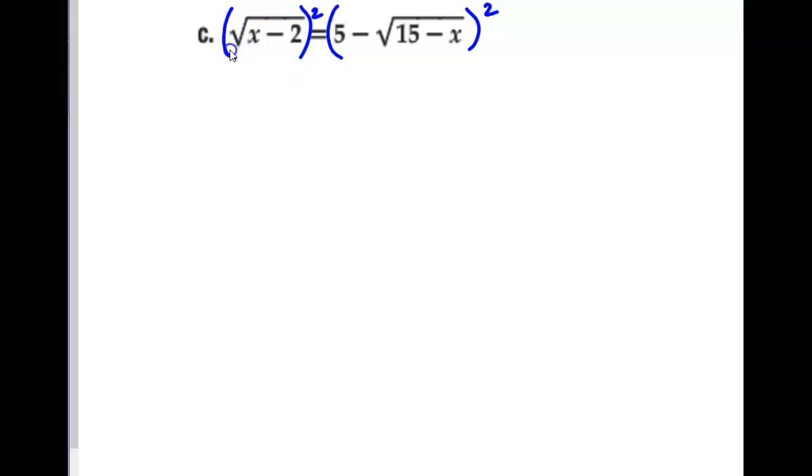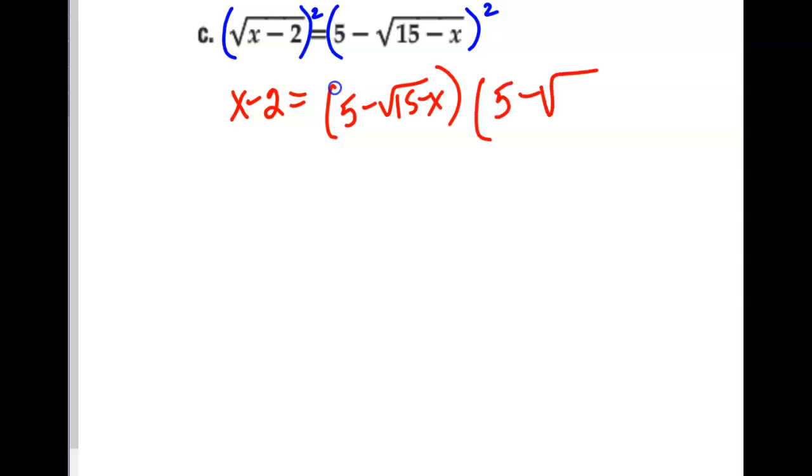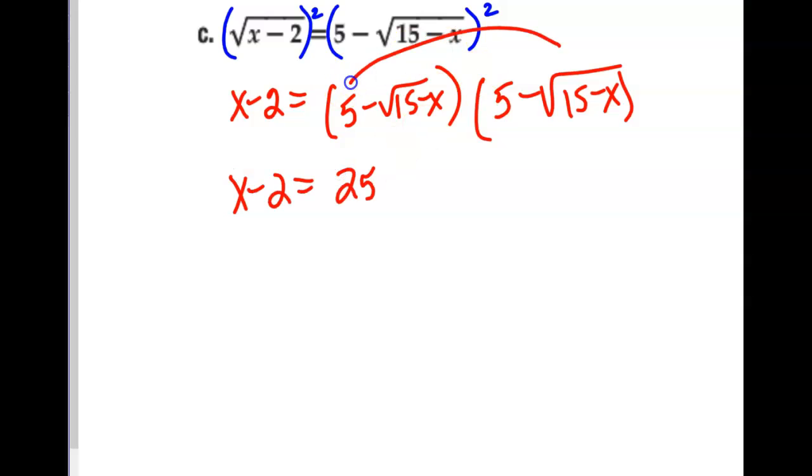Everybody watching? What happens over here? Okay, over here, I have 5 minus the square root of 15 minus x times 5 minus the square root of 15 minus x. All right, I'm going fast, but help me out here. X minus 2 equals 5 times 5, okay? Inside and outside are both minus 5 square roots of that garbage, right?